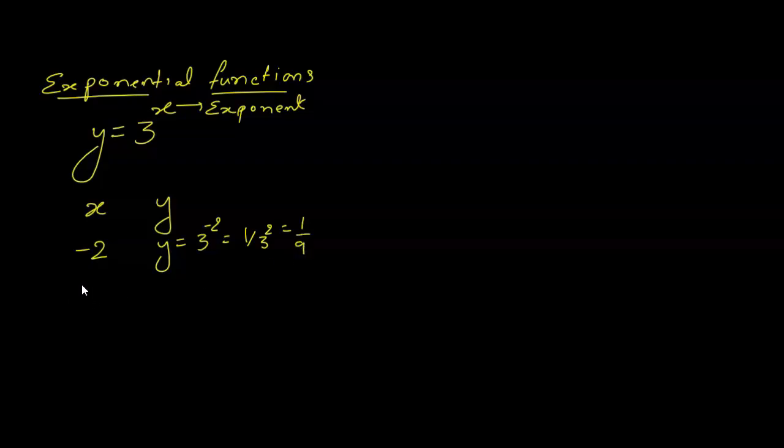Suppose I am taking the value of x as minus 1. So y would be 3 raised to power minus 1, that is 1 upon 3. See, when the powers are negative, the values are decreasing, right? But as I increase the power from negative to positive, the values are increasing.